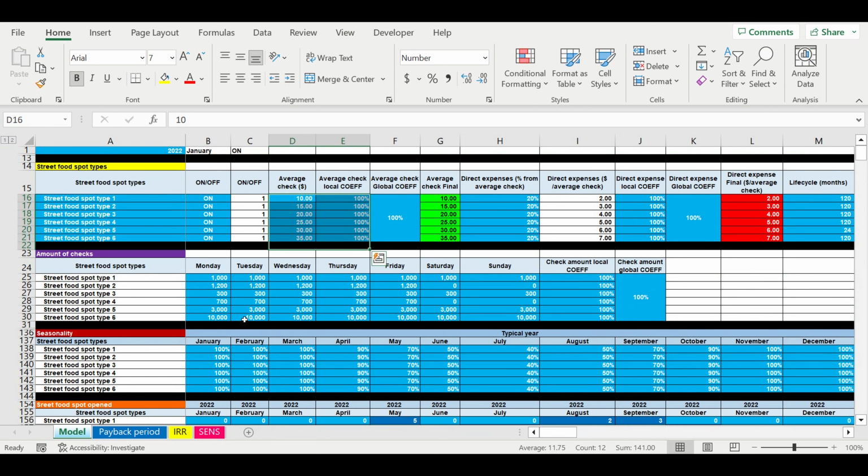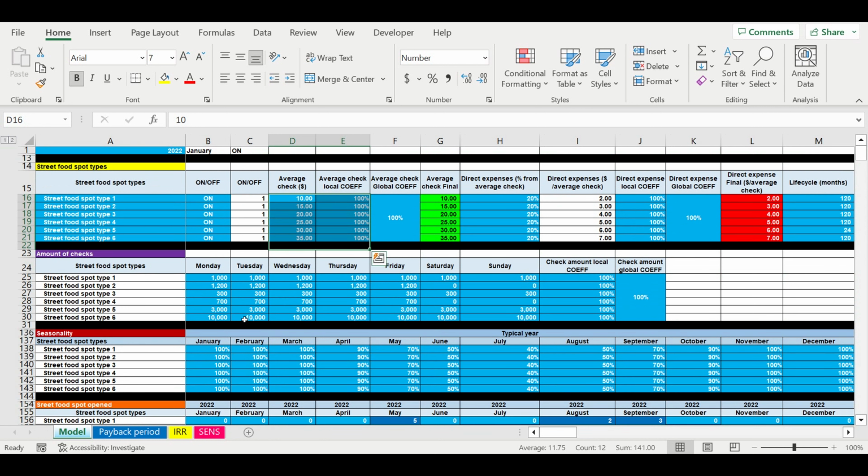So let's go up. First of all, we are talking about a street food chain. This means that we have different types of spots in our chain, and we can name these types of spots. Here we can switch on and off each type of spot from calculations to see the performance of the business idea with or without this type of spot inside the cash flow. So we can just simply switch it off.